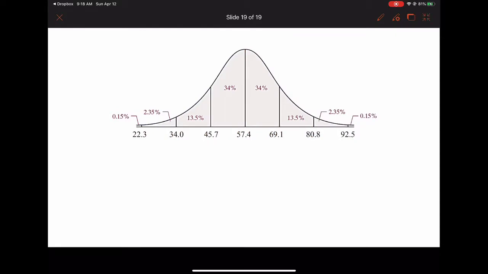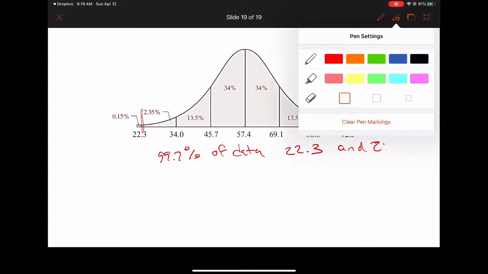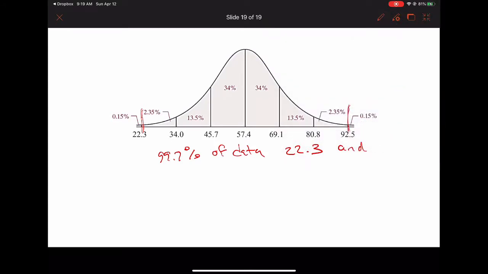So we know that 99.7% of all of our data is within 3 standard deviations of the mean. So 99.7% of data is between 22.3 and 92.5. Sometimes it's hard to talk and write. So 99.7% of people are going to fall between these two values of their serum HDL cholesterol.